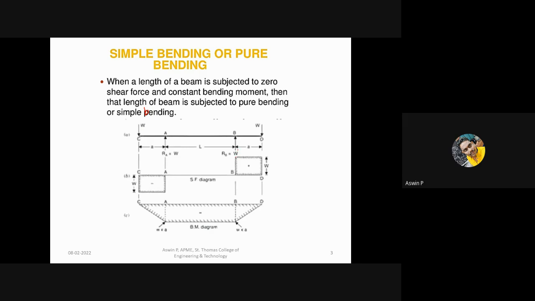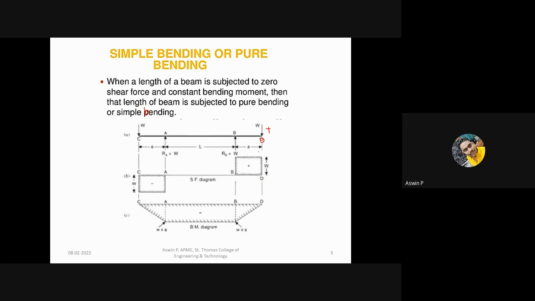And then you can draw the shear force diagram of the same. When drawing the shear force diagram, we go from the right hand side onwards. Here W is acting at point D in the downward direction, so that is positive. So there will be a positive W rise from point D.